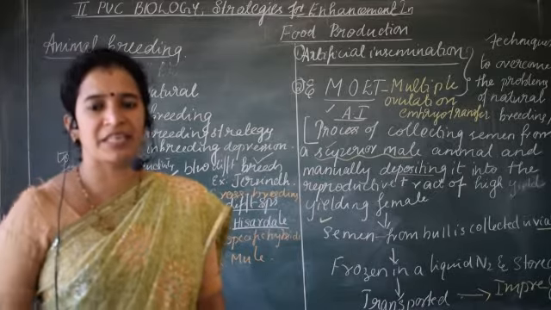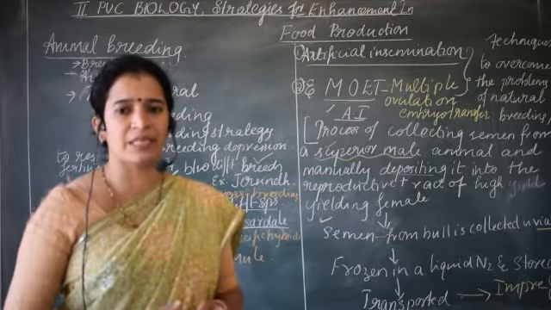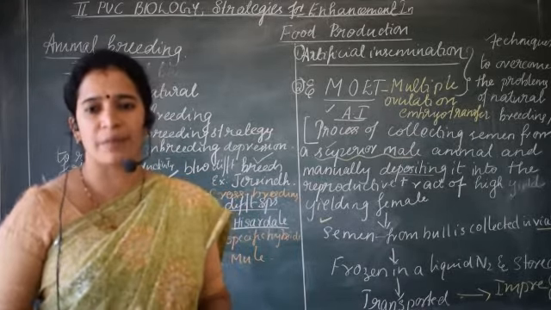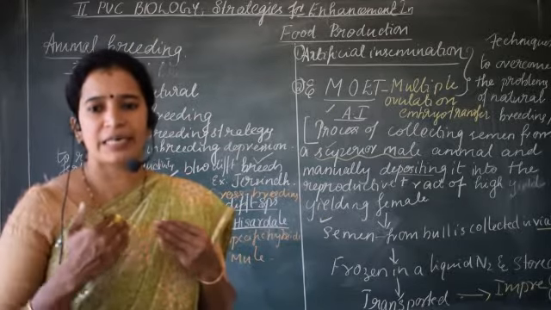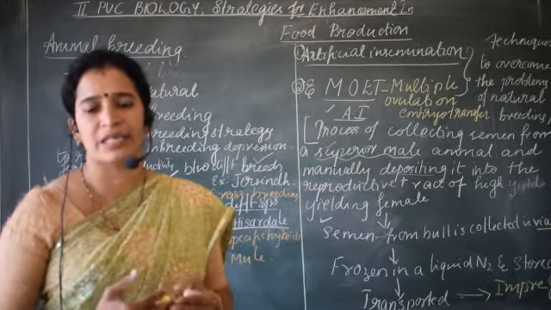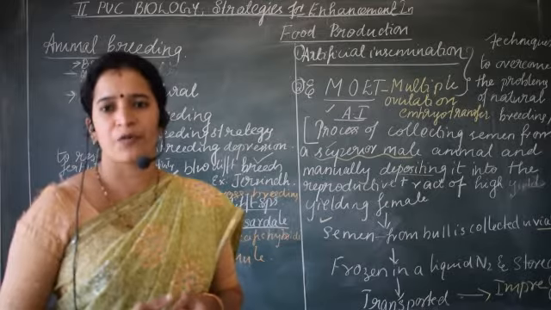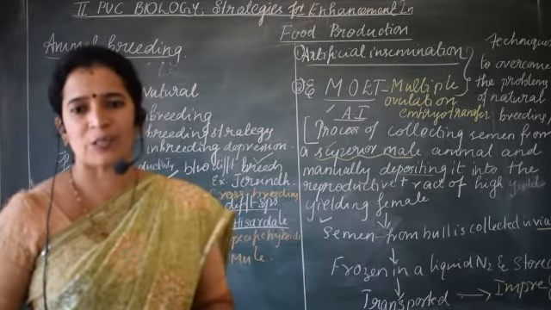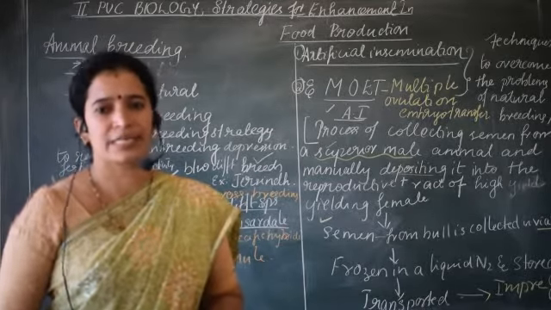So usually what the veterinary doctor carries in his bag is stored semen, used for injecting or depositing in the reproductive tract of the female cow. So this method is called artificial insemination.